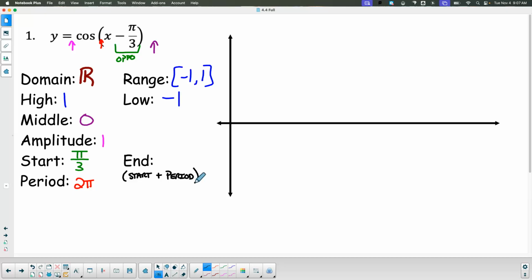Okay? So your end is the start plus the period. My start was at pi over 3. My period was 2 pi. But instead of writing it as 2 pi, what should I really write it as? 6 pi over 3, because I've got to have common denominators there. So what's 1 pi over 3 plus 6 pi over 3? 7 pi over 3. So I'm going to end at 7 pi over 3. Okay?